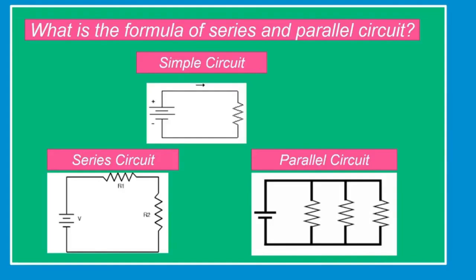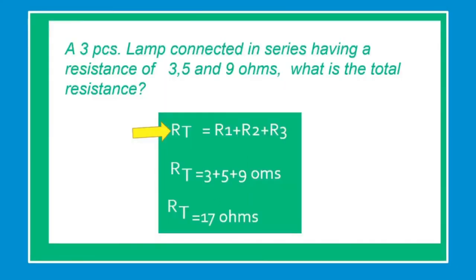What is the formula of series and parallel circuit? This is the simple circuit. This is the series circuit. This is the parallel circuit. This is the formula of series circuit. RT equals R1 plus R2 plus R3 and so on.